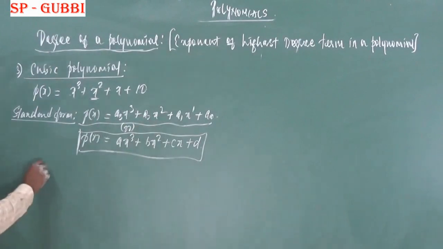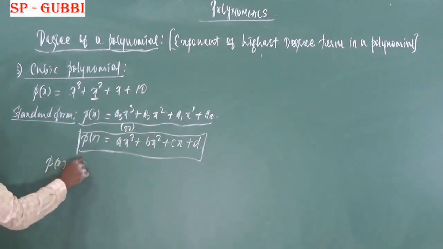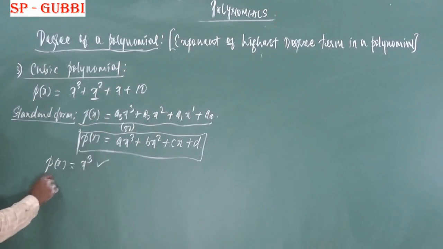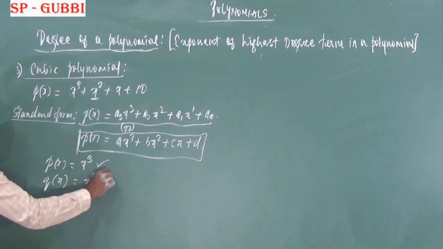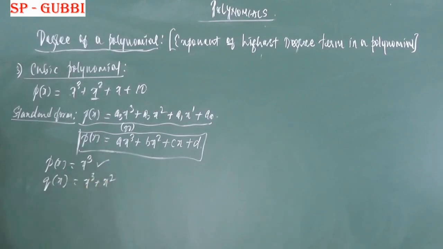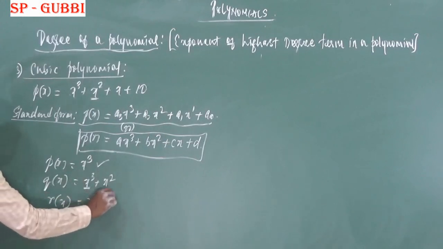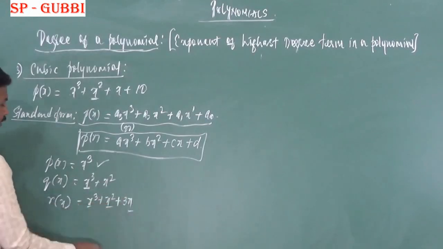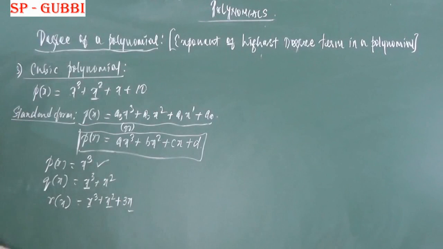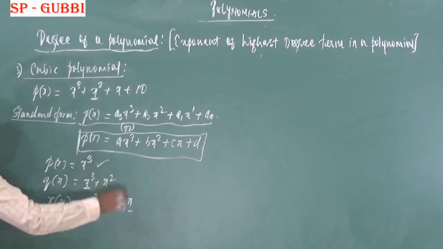So for example, if you write p of x is equal to x cube, this is also a cubic polynomial. If q of x can be written as x cube plus x square, then also it is a cubic polynomial because the highest degree is 3. R of x is equal to x cube plus x square plus 3x. This trinomial can also be a cubic polynomial because the highest degree of the variable involved is 3.